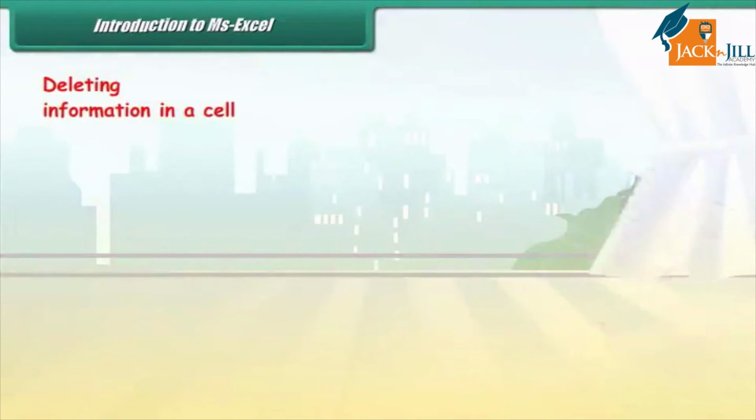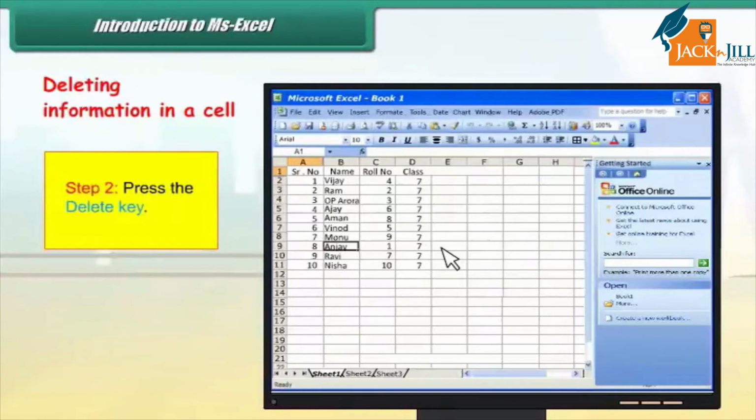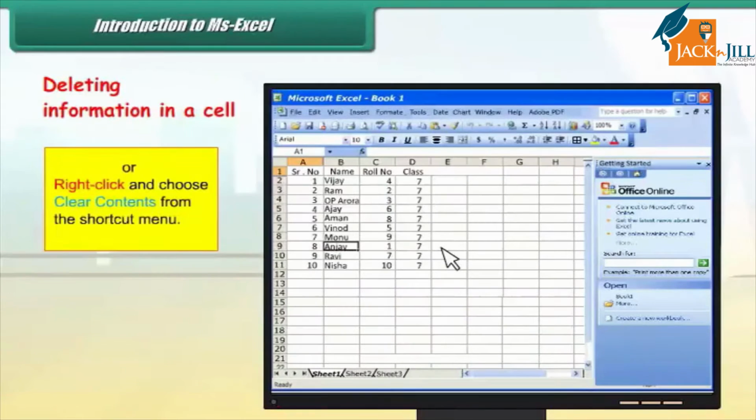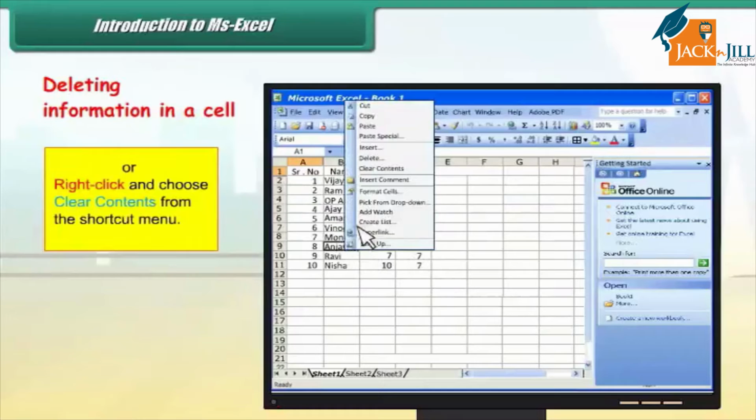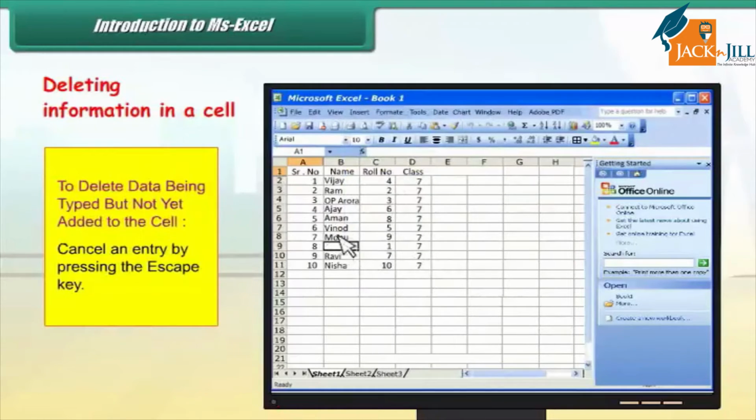Deleting information in a cell. To delete data that already appears in a cell, Step 1. Click the cell that contains the information to be deleted. Step 2. Press the Delete key. Or right-click and choose Clear Contents from the shortcut menu. To delete data being typed but not yet added to the cell, cancel an entry by pressing the Escape key.